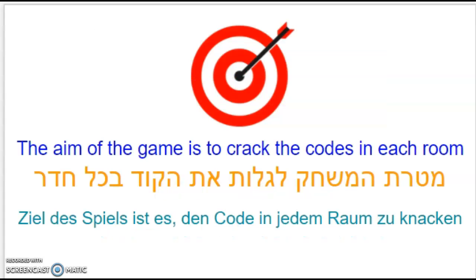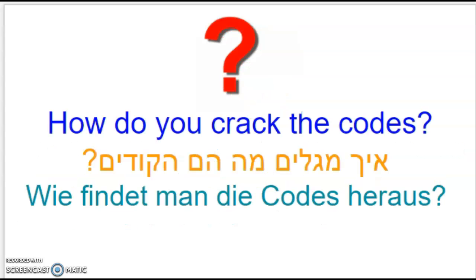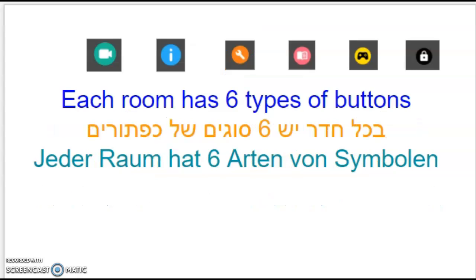What is an escape room? The aim of the game is to crack the codes in each room. But how do you crack the codes? What do you have to do? It's actually very simple. Each room has 6 different types of buttons.